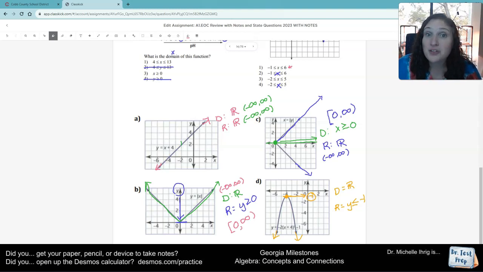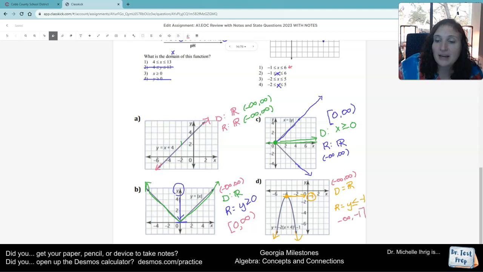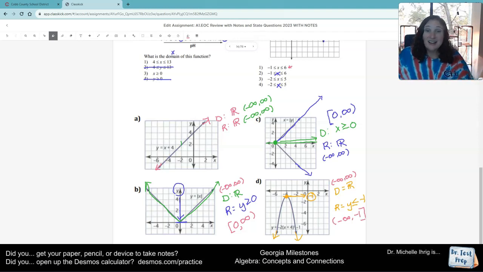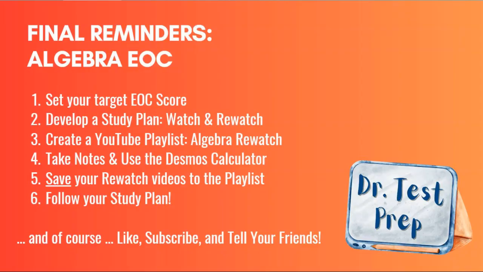If I'm going too fast, great. Pause the video, rewind, and watch it again. Here we have domain is all reals. Anytime we have all reals, we have -infinity, +infinity. And then notice how the y values are less than or equal to -1. So we're going to start with -infinity, and we're going to stop at -1. And that's why the infinity has to go on the left. All right, that is domain and range.